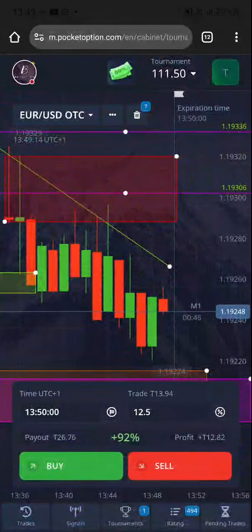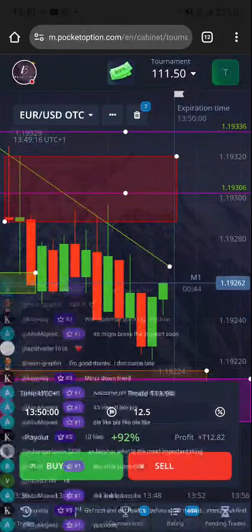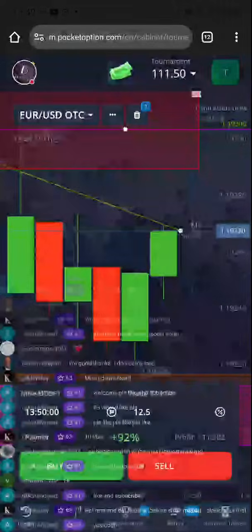Wow, I feel like I'm missing out on all these red green patterns and I'm not taking the trade. But don't worry, you understand?